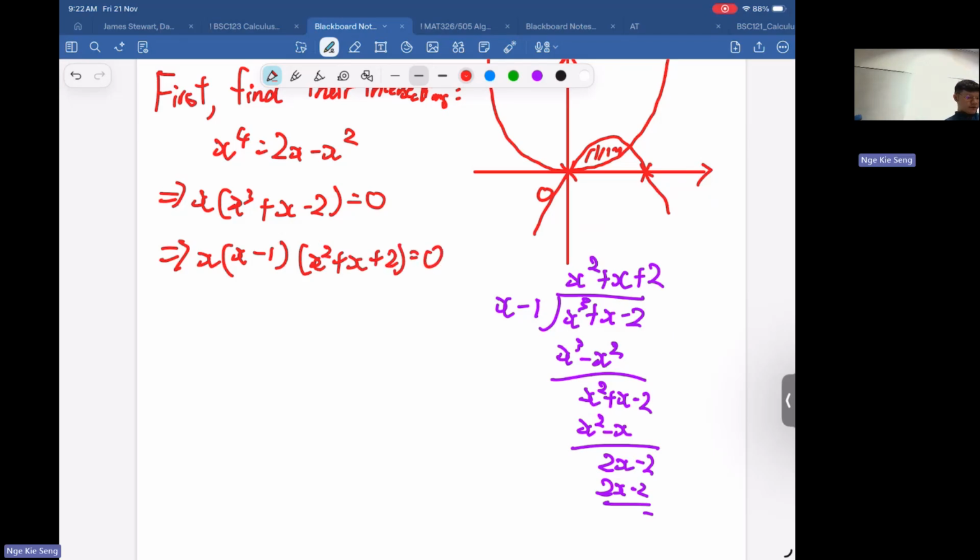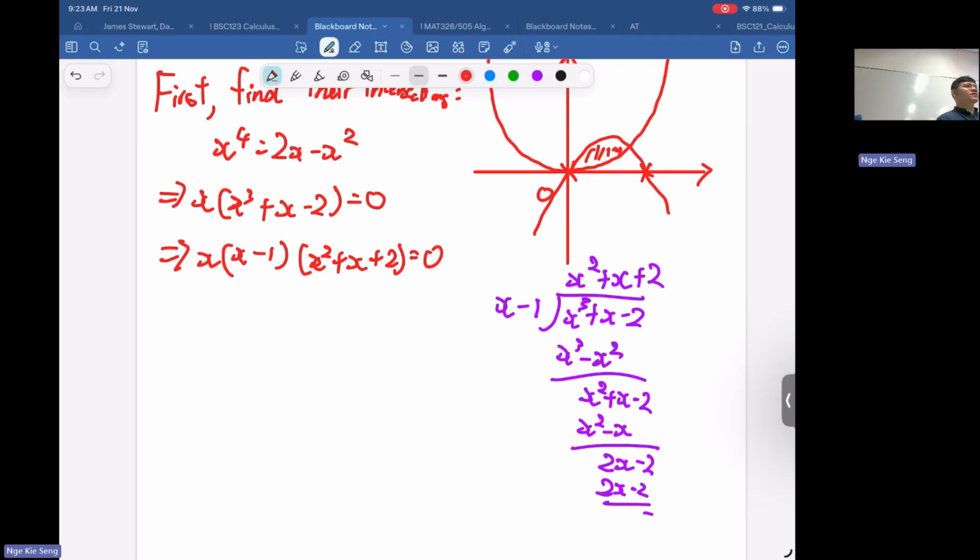Okay. Can we further factorize x squared plus x plus 2, do you think? No? Why? If we cannot factorize, why cannot? Actually, it can, but the root is complex. So how do you say that this function doesn't have a real root? How do you argue that a quadratic function doesn't have a real root? You need to compute your discriminant.